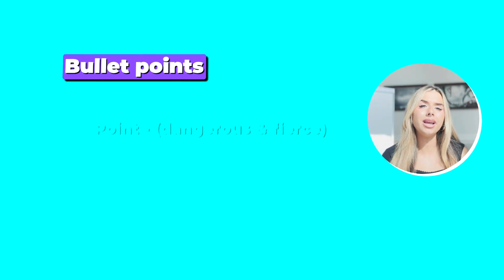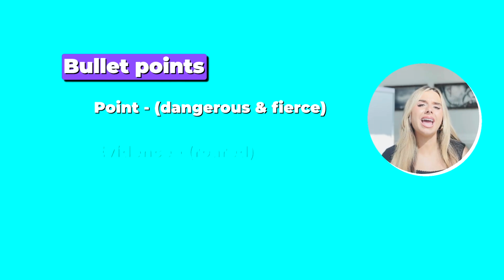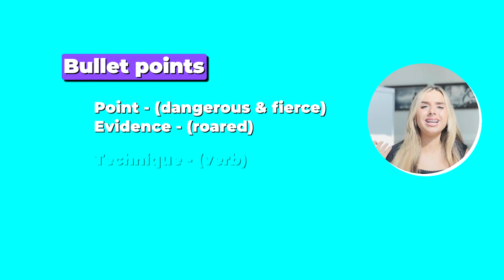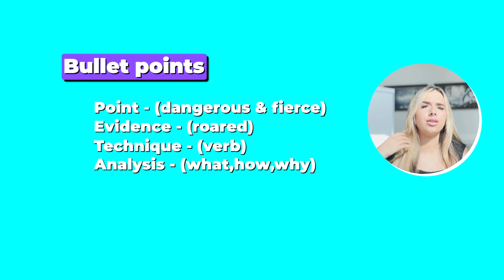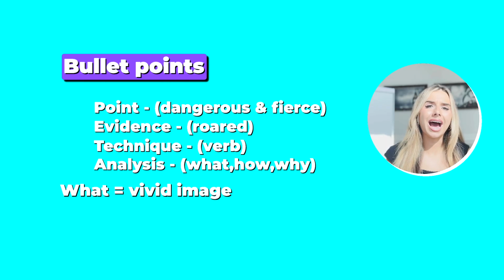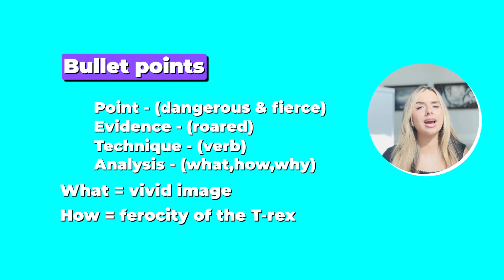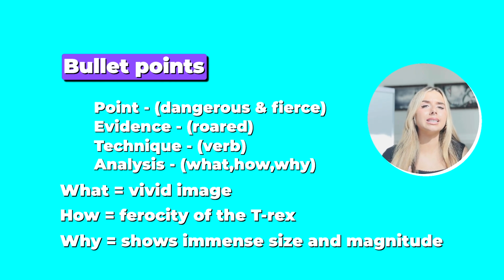So for example, for my point, I might have that it's dangerous and fierce. My evidence, I might just put roared. For my technique, I might put verb. For my analysis, I might write what, how, why, and then the what is it creates a vivid image. The how, it shows the ferocity of the T-Rex, and the why, it shows its immense size and magnitude. And then I would just bullet point down roughly what I'd say to practice getting in the swing of things, because that's less time consuming than doing full responses. Of course, full responses have a time and place, but this is just good to practice the skill of being able to identify techniques in the extract and get used to using the structures.